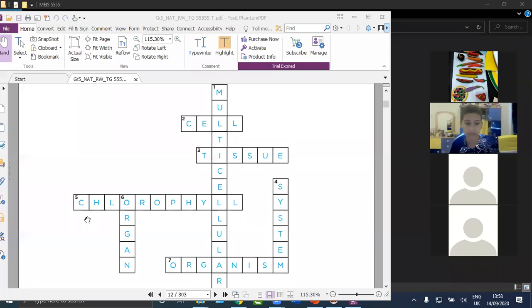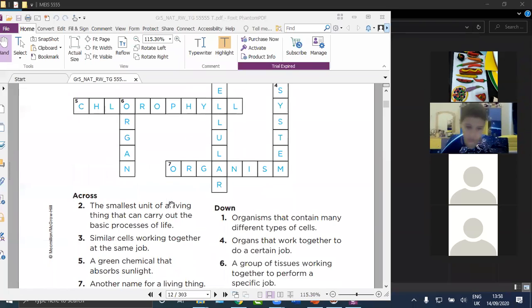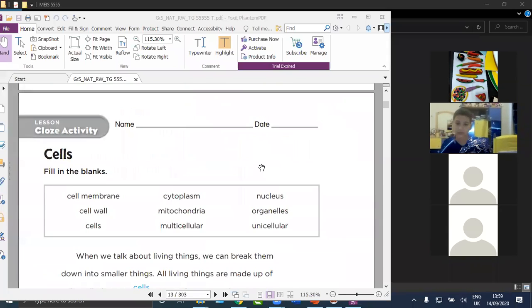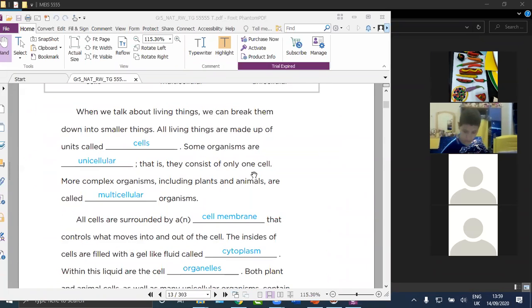Okay. Number 5, chlorophyll, a green chemical that absorbs sunlight. Okay. Now, number 7, organisms. It's 6 organ, 7 organism. It's a living thing. Yeah. Now, last page. Hurry up because we haven't the time.